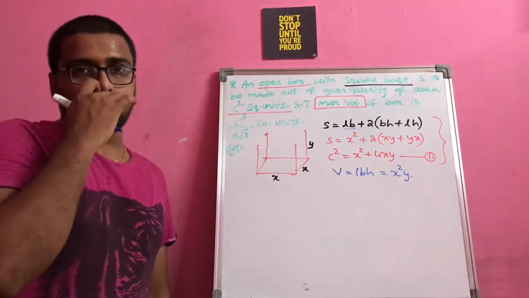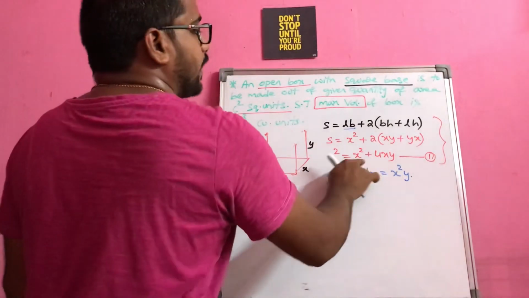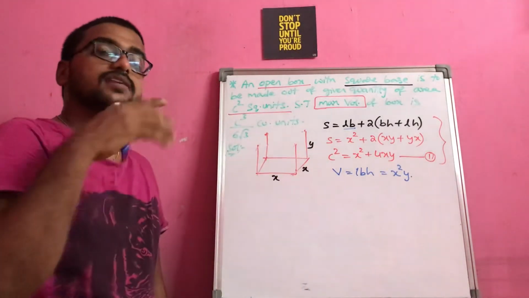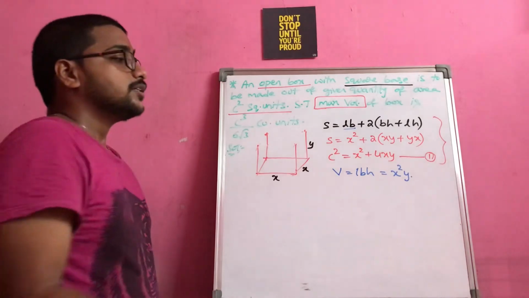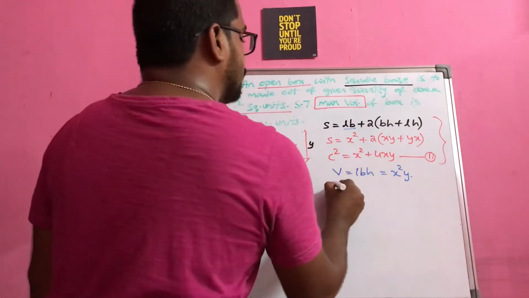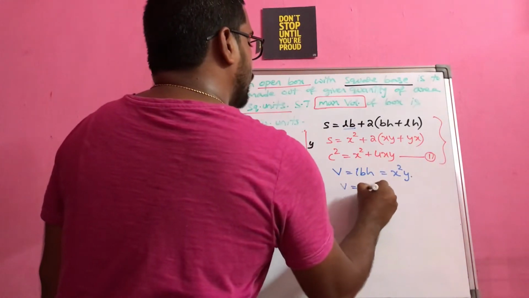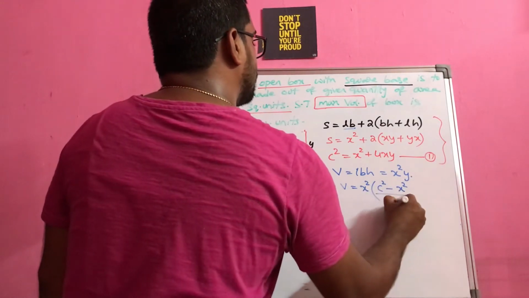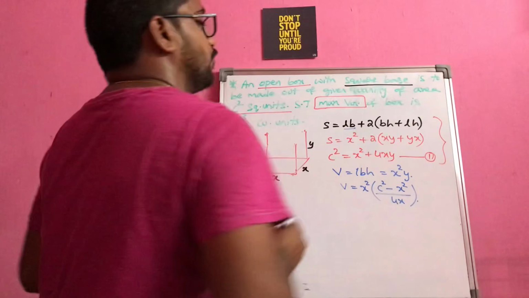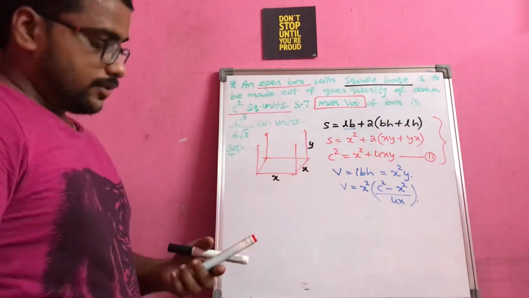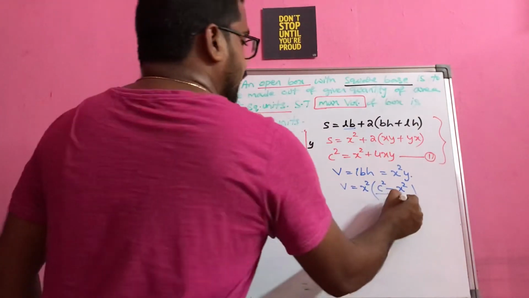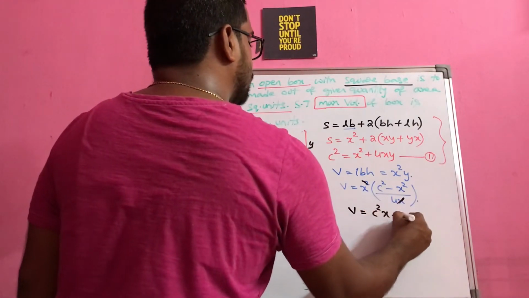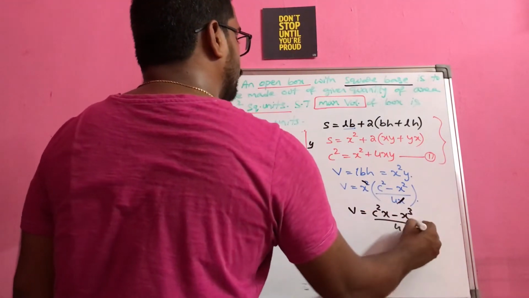That is the question that will come to our mind. From this, if I try to find the value of x, as x is present in both the equations, I will get it in terms of x only. So I will get the value of y from this. So V is equal to x square into y can be written as (c square minus x square) divided by 4x. Okay. So now x here, one time it will get cancelled.